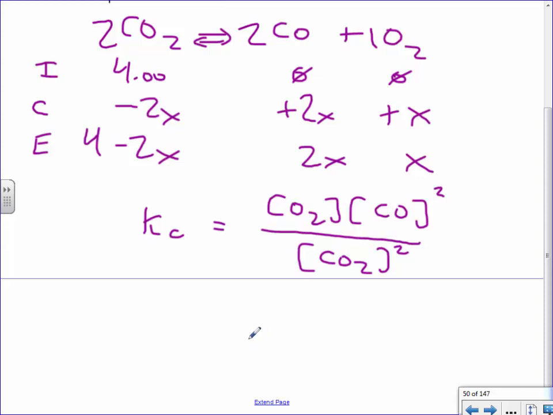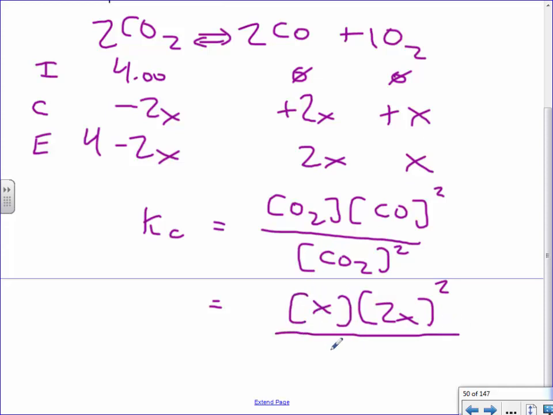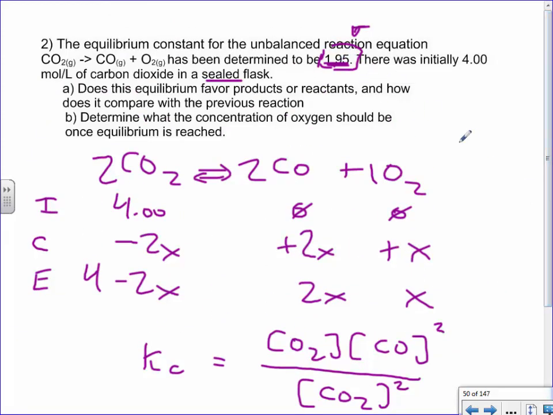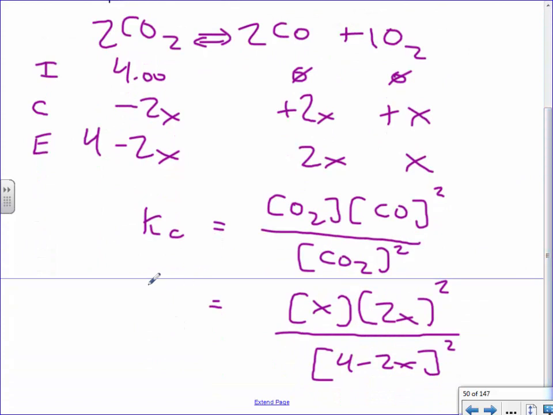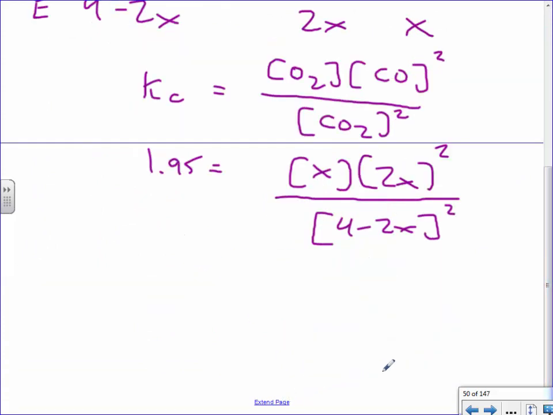So, all I can really do then is put in most of my variables. Carbon monoxide is 2x, and that gets squared. Oxygen is just a good old-fashioned x. Carbon dioxide was 4 minus 2x, and that's squared. And then our Kc value, we actually knew, because it told us the Kc value is 1.95. Yay, this looks like fun.